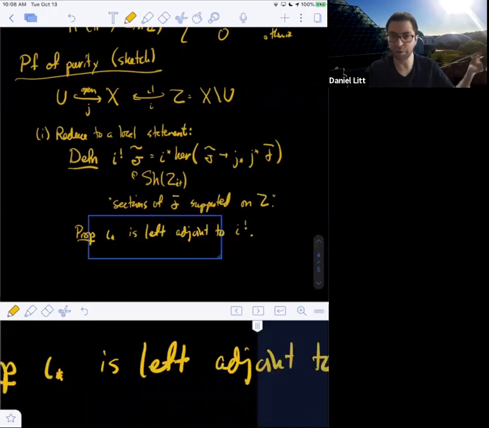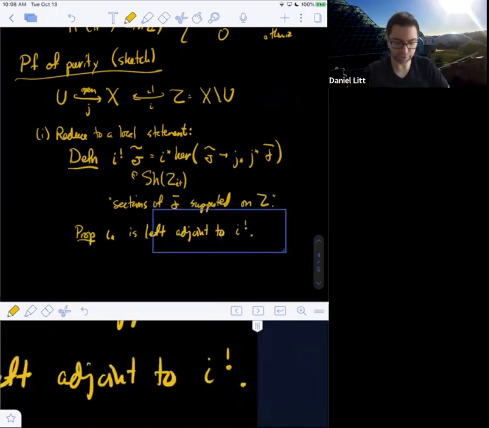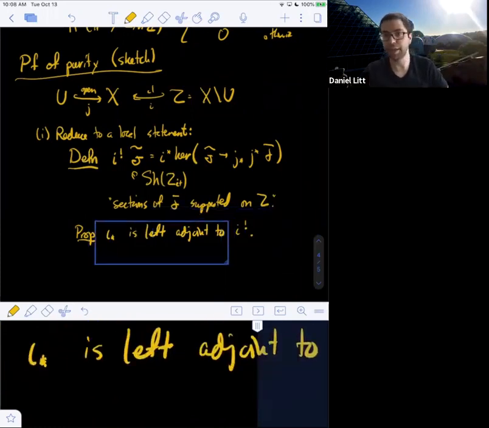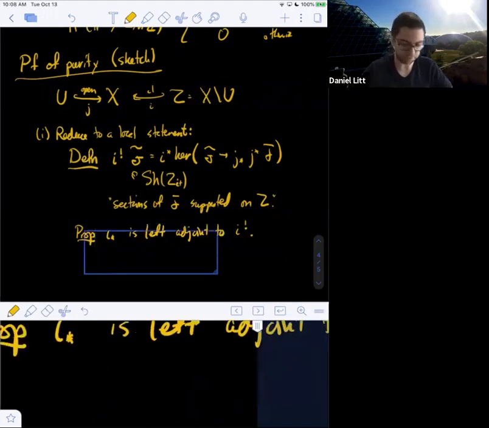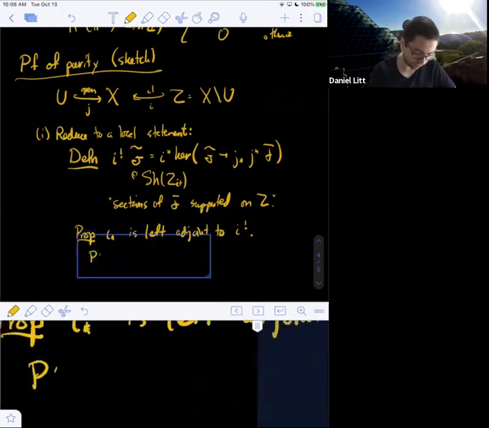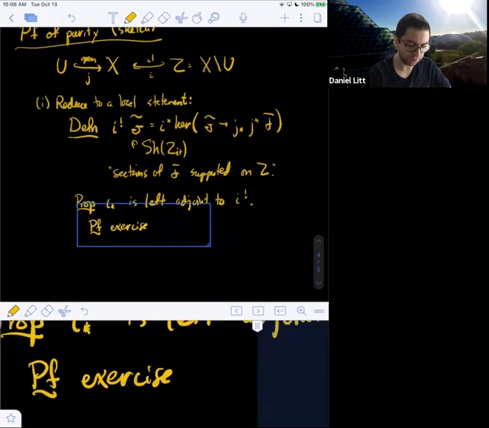We knew before that I lower star had a left adjoint, namely I upper star. And now we know it has a right adjoint, I upper shriek. That's not surprising, I think, because I lower star is exact. I'm going to leave the proof of this adjointness as an exercise. It's not very hard, but you should do it. Just prove it by hand.